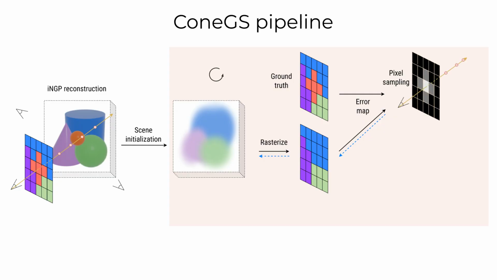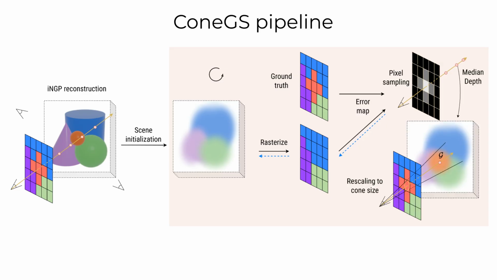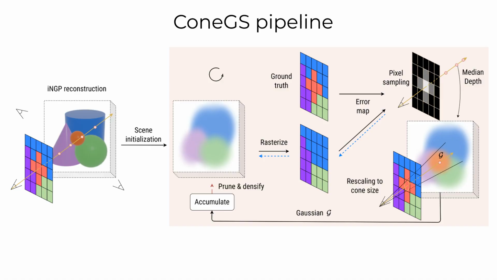During each iteration, the pixels are additionally sampled according to this error map, and a point at the median depth from iNGP is selected. Each Gaussian is scaled to match the corresponding pixel cone size. These Gaussians are accumulated and periodically added into the scene to improve the reconstruction.